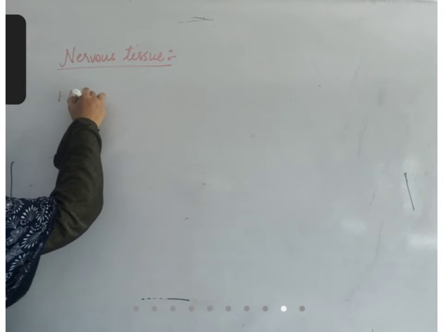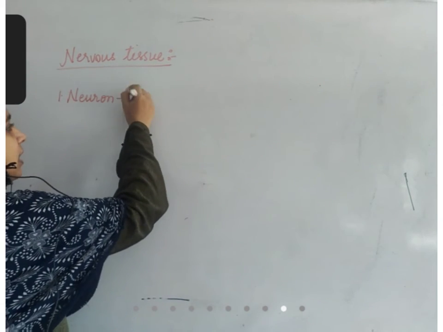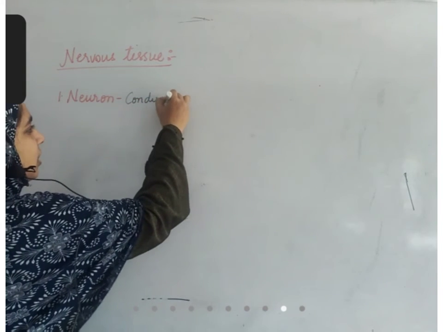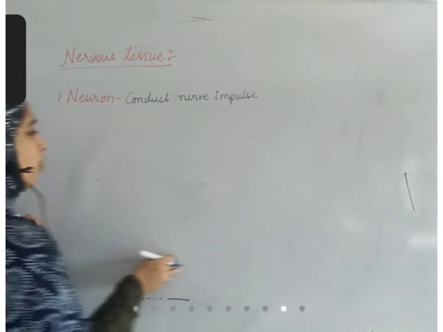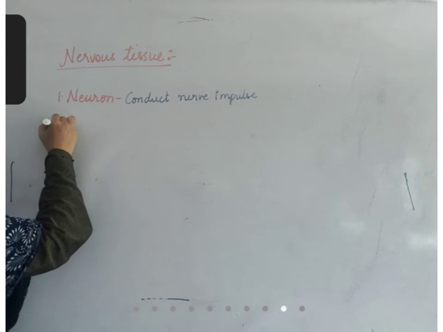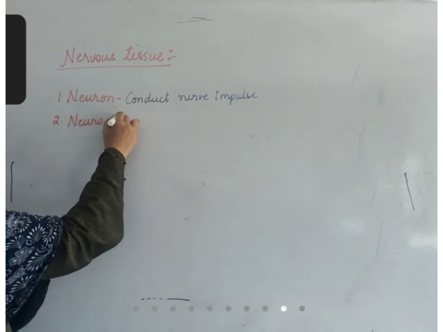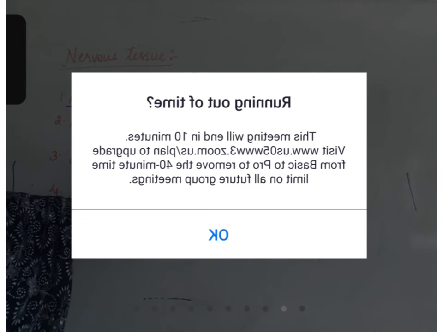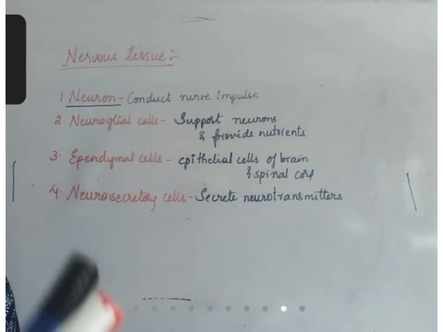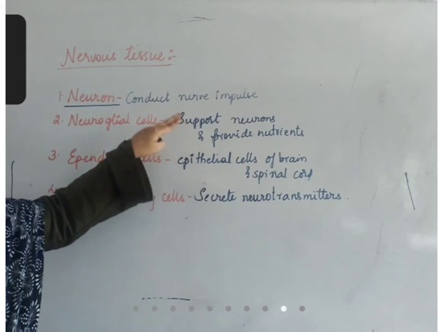Our nervous system has four types of tissue. One is neurons, which conduct nerve impulse. Second one is neuroglial cells. Neuroglial cells are those cells which support neurons and provide nutrients to these neurons.